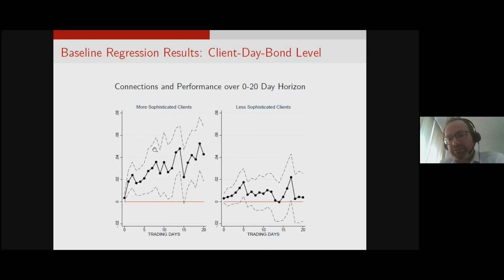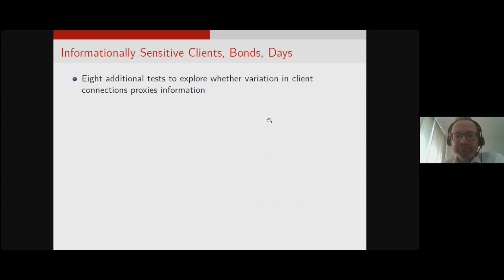So on the left-hand side, you see the previous chart. On the right-hand side, you see the same regression, which is estimated using the sample of less sophisticated clients. And what you see here is that basically most of the effect that we find is concentrated on this more sophisticated set of traders.